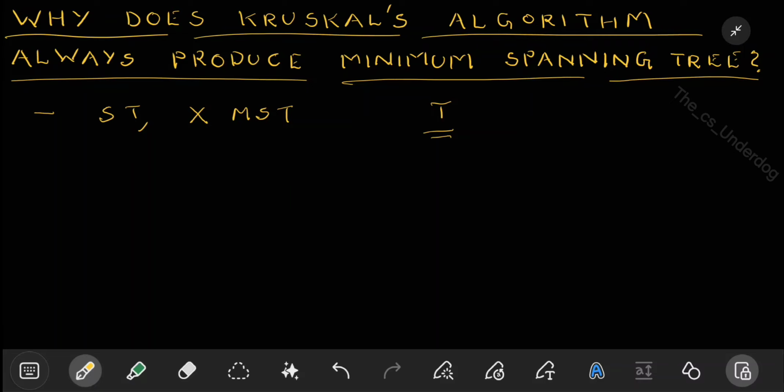And what did we assume? We assumed that this particular tree T is a spanning tree but not a minimum spanning tree. We already proved that whatever is the output of Kruskal's algorithm, that is a spanning tree. So this is for sure. But we are assuming that it is not a minimum spanning tree.